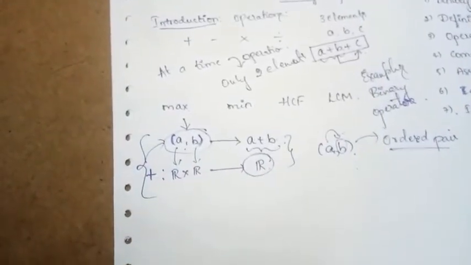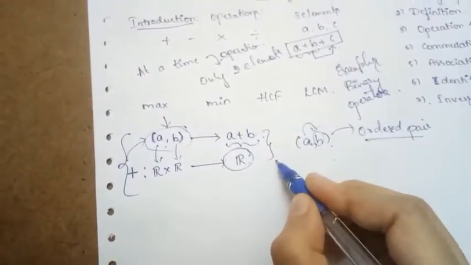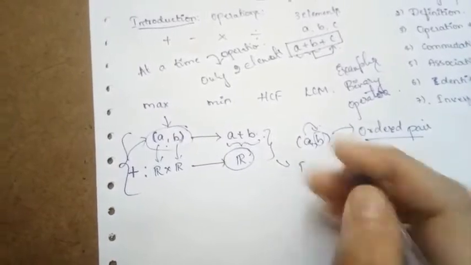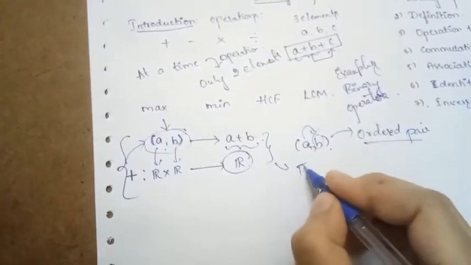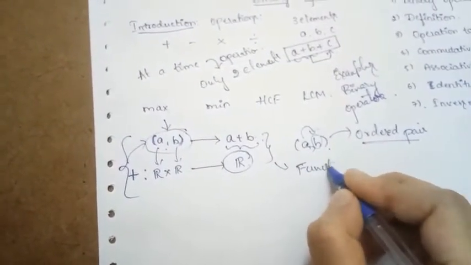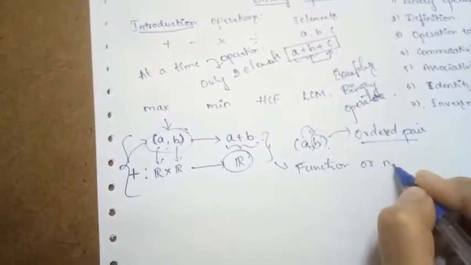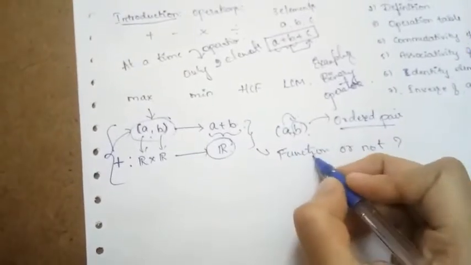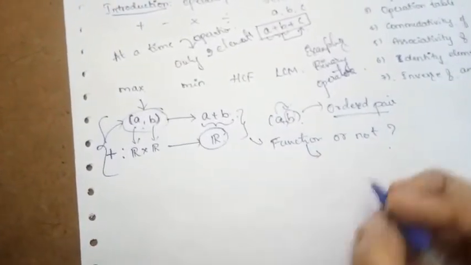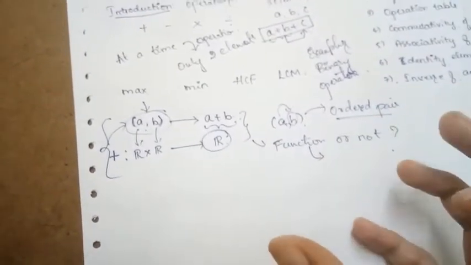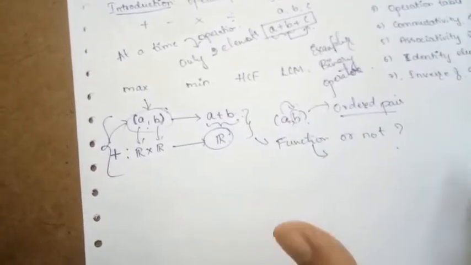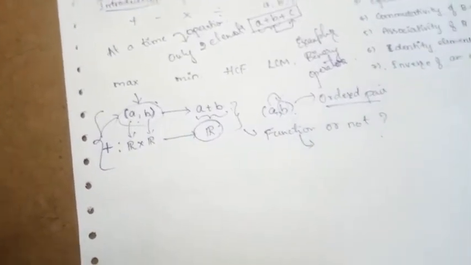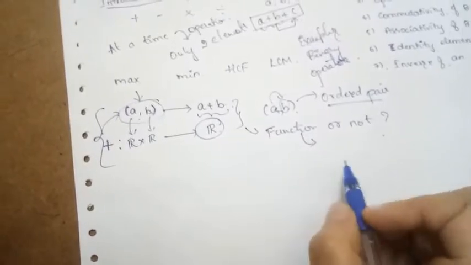So now let us see whether this binary operation we have written is a function or not. So let us check. What does the definition of a function say? No two ordered pairs will have the same first element. So this is what it is saying here.